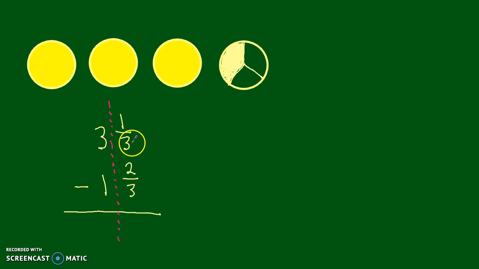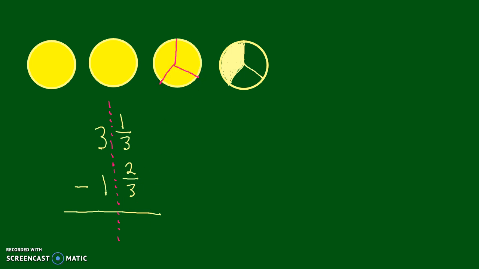As we can see, our denominators are the same, so we don't need to find equivalent fractions. But 1/3 is less than 2/3, so there's another step we have to take before we can subtract. To do that, I'm going to demonstrate on the picture up here. If I want to take away 1 2/3 from 3 1/3, I'm going to have to take one of our whole pieces and divide it also into thirds.